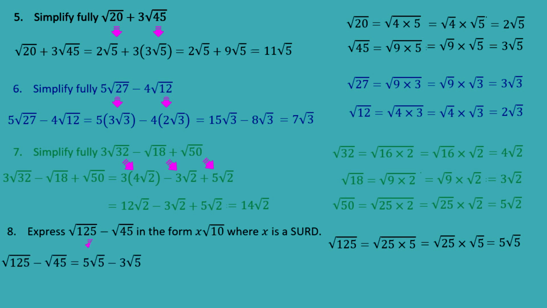We want the answer to be in the form of a surd times root 10. We have 2 root 5. We need to times root 5 by root 2 to give root 10, so write 2 as root 2 times root 2. Our answer becomes root 2 times root 2 times root 5, which is equal to root 2 times root 10. Our answer is now in the correct form where x is root 2.